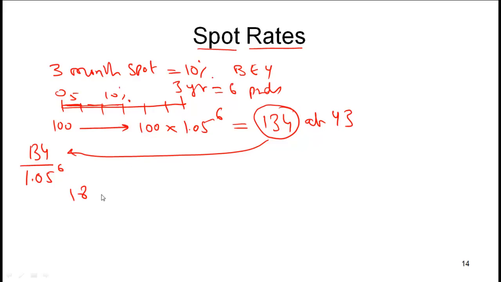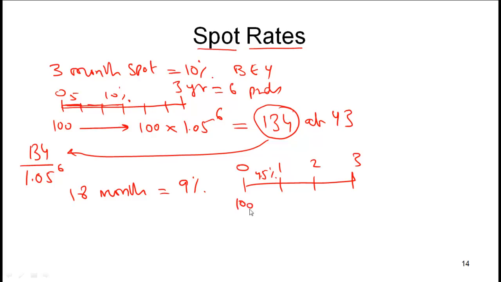What does an 18-month spot rate mean? Let's say that the 18-month spot rate is equal to 9%. Then this again means that if you lock in your money for 18 months, so 0, 6, 12, 18, so 3 periods, then you are getting a bond equivalent yield of 9%. Bond equivalent yield of 9% means that over every 6-month period you are getting 4.5%.